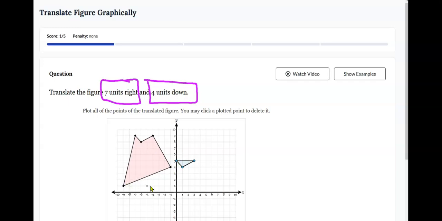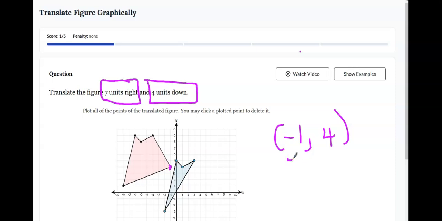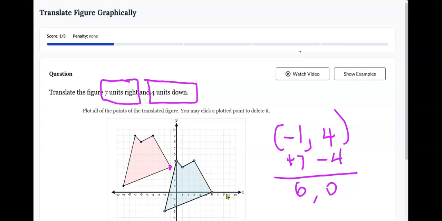Last one has a point of -1, 4. So 7 to the right and 4 down. So this is going to give me a coordinate of 6, 0. So you can also, besides counting, just plot points like this.